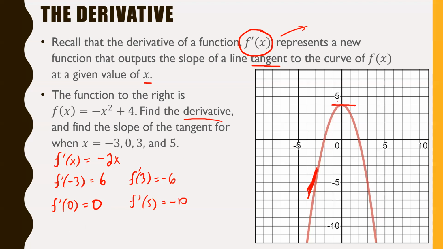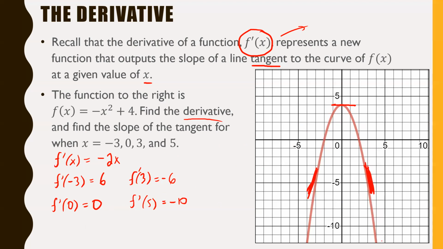That's no surprise at all, because that's right the maximum point there. And at that maximum point, it's like a flat line up there. So yeah, the slope would be 0 there. That makes sense. If x was 3, we're over here. That's a pretty steep downward slope. So that makes sense that it'd be -6.